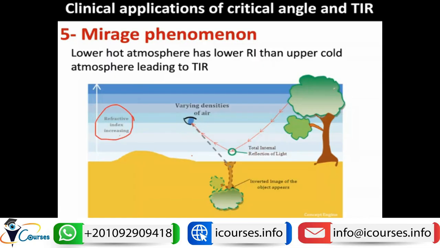So what happens if we see this image of the tree? The light from the tree will pass from higher refractive index to lower refractive index, so from higher density to lower density, until a specific interface where the light rays reflected from this tree will undergo total internal reflection. It will now pass through the eyes of the person, and this person can see the image of this tree in the ground or in the desert as an inverted image. So this is based on the principle of total internal reflection.